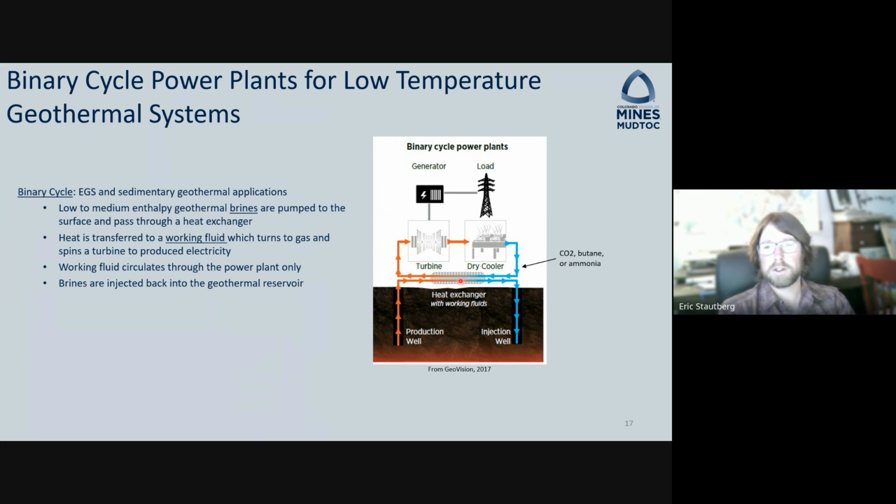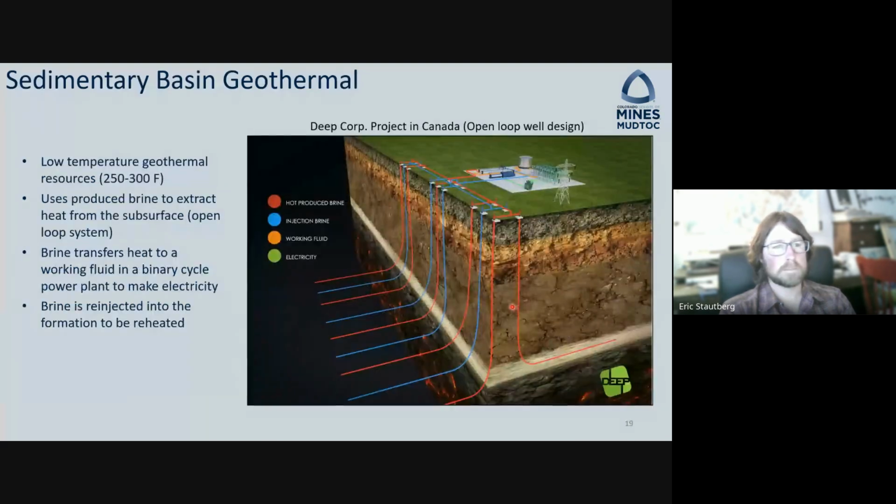that transfers the thermal energy from the brine to a working fluid. And a working fluid is just a fluid that has a low vapor pressure that turns to gas or steam and creates pressure, and we use that pressure to spin a turbine and a generator and generate electricity. And so the working fluid just stays within the power plant, and the brine is pumped through the heat exchanger and then re-injected back into the ground to heat up.